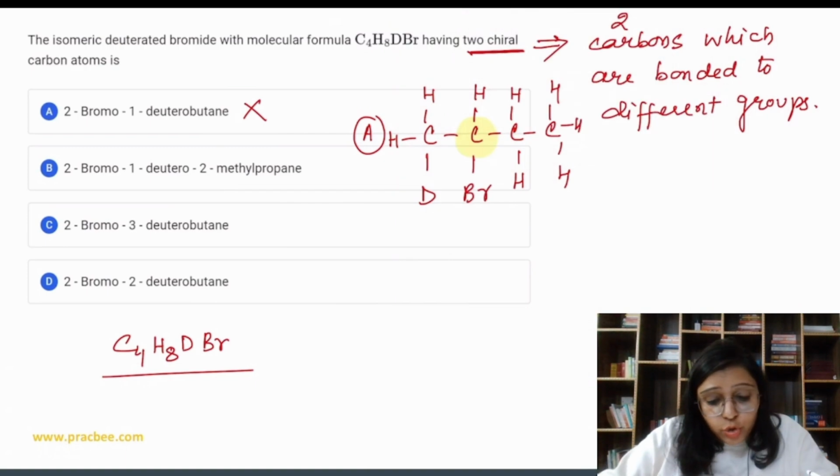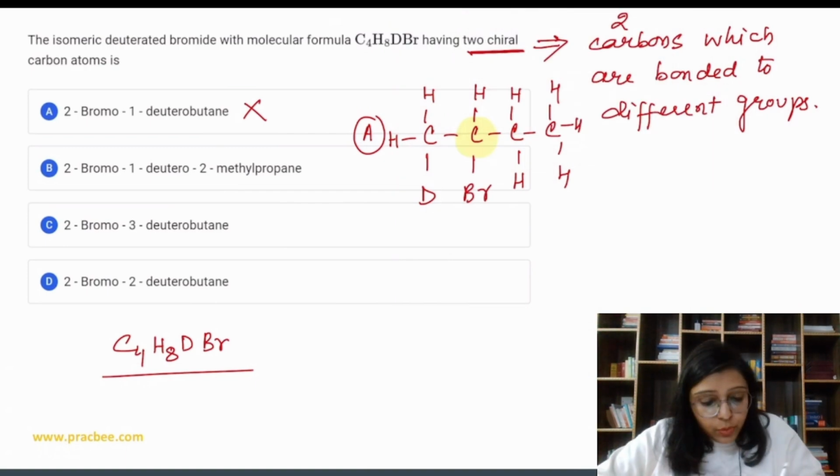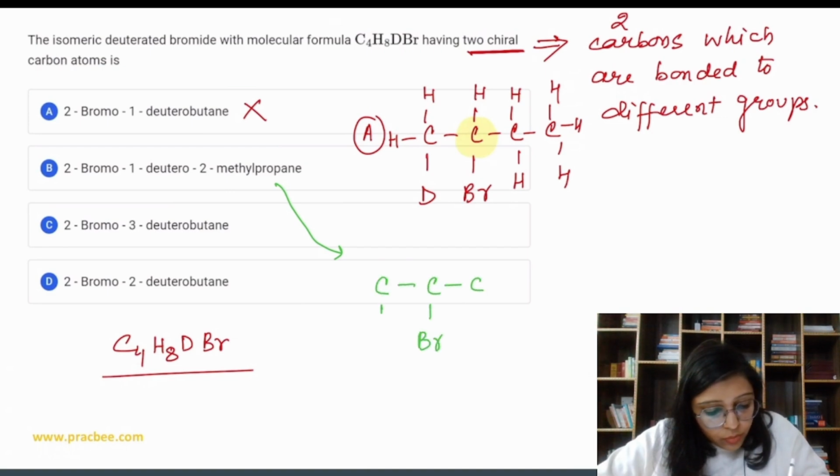Now the second, 2 bromo 1 deutero 2 methyl propane. So let's check this one. So propane, with 2 bromo, 1 deutero and 2 methyl. So CH2 and here CH2.